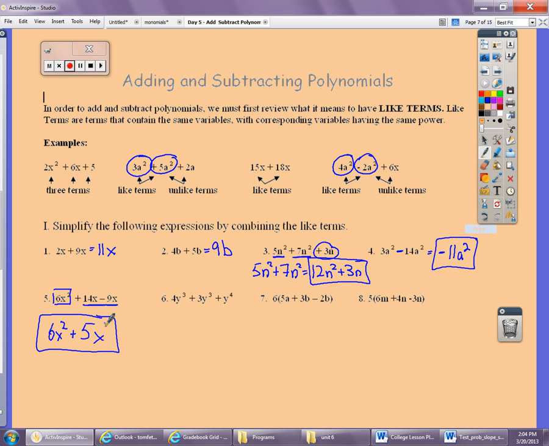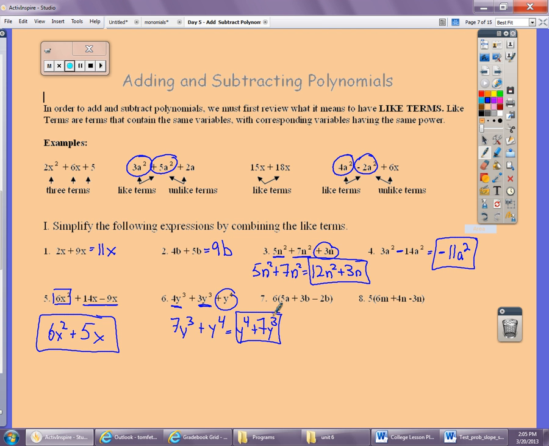Number 6, I have my y to the third, so 4y to the third plus 3y to the third are the same. That's going to give me 7y to the third, and then I have plus y to the fourth left over. And now I can write this in standard form. Now remember, standard form is the highest exponent to the least, so I might just want to rewrite this and say it's going to be y to the fourth plus 7y to the third.